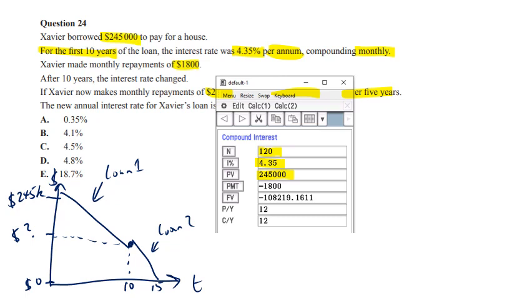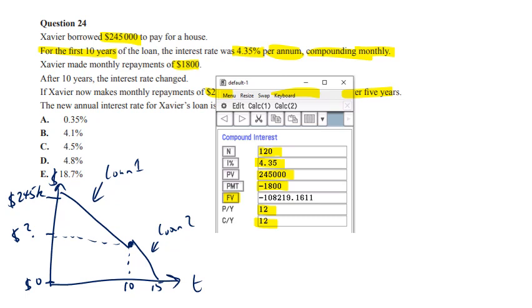245, that's the money we borrow from the bank. Money from the bank means it's positive, but the payments we give to the bank are negative. We know the payments per year and the compoundings per year are 12 because of the monthly compounding. And you can see at the end, the final value, this is the button you press, you get a negative. Why is it negative? Because you still owe money to the bank.